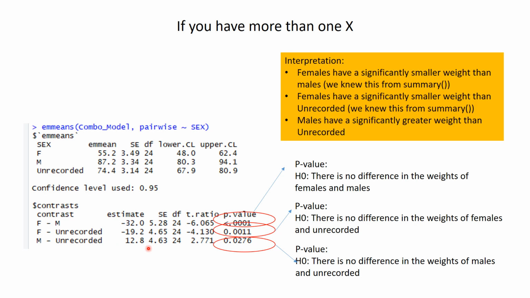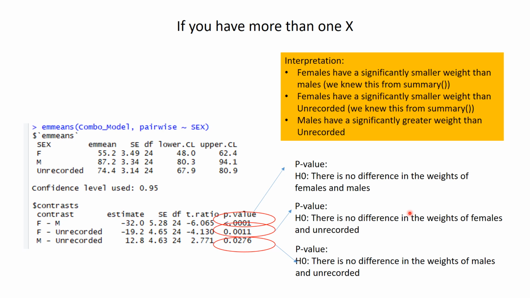All right, so in summary, we can say that females have a significantly smaller weight than males. You can tell that from this, but we knew that from the summary output already. We also knew from the summary output that females have a significantly smaller weight than unrecorded, but we see that males have a significantly larger weight than unrecorded, and that is the new thing that we could tell from this summary output.